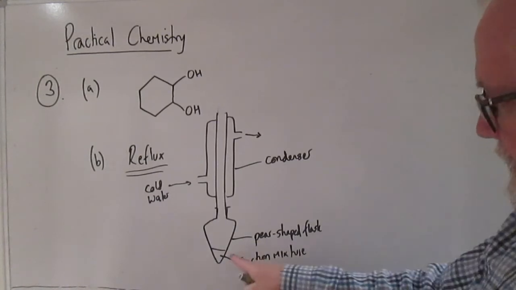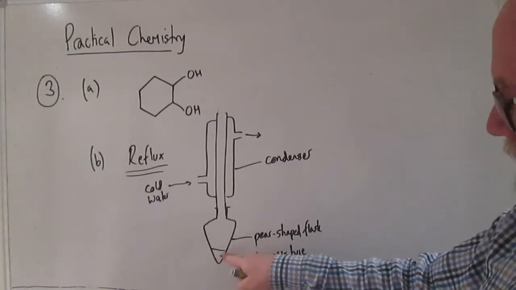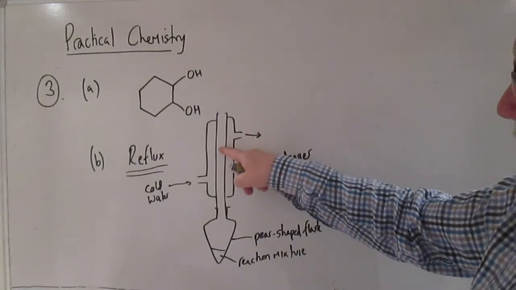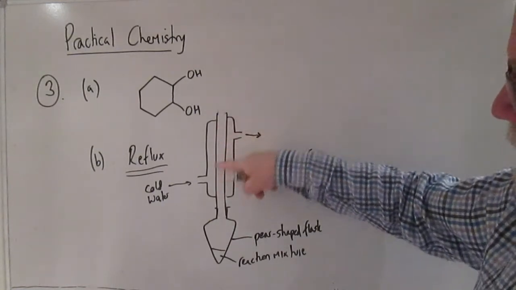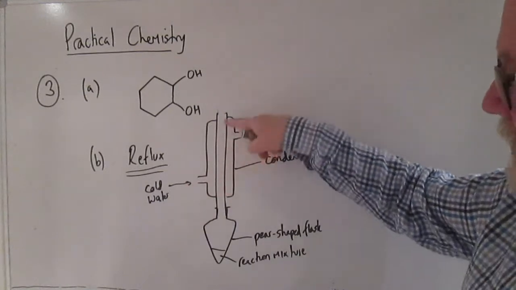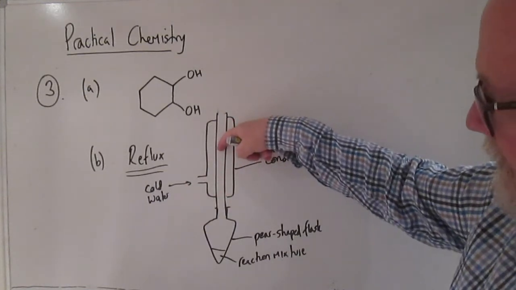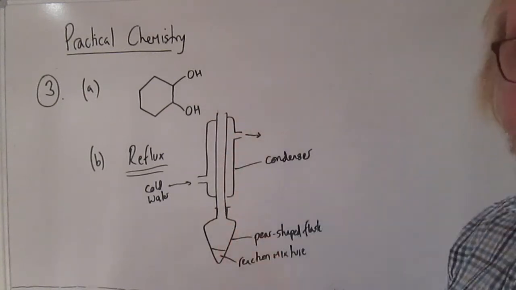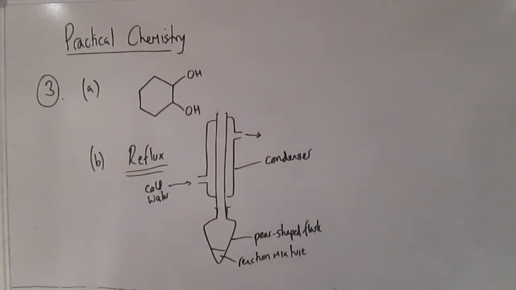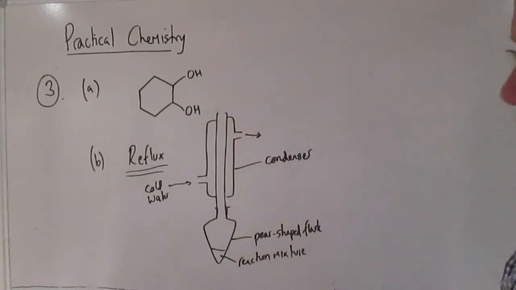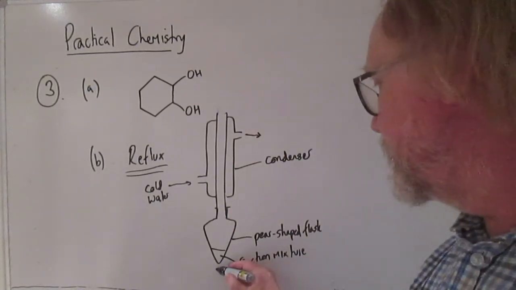And the idea is that you can boil this stuff in the bottom gently and the vapours will rise up here, but as soon as they hit this wall, which is kept cold by the cold water flowing through there, as soon as it hits this cold wall, it will condense back into liquid and drip back into the flask. And so you can keep on heating for a long time because you're not going to lose material by evaporation because it keeps condensing and dripping back down there.